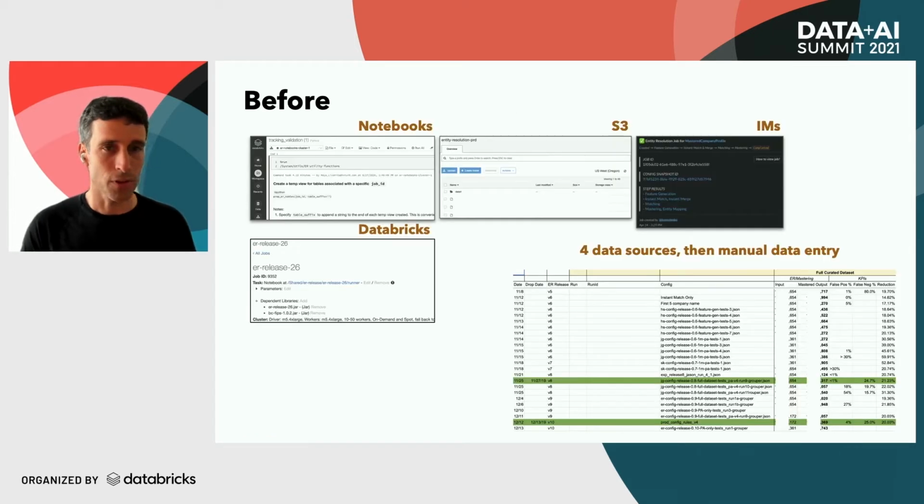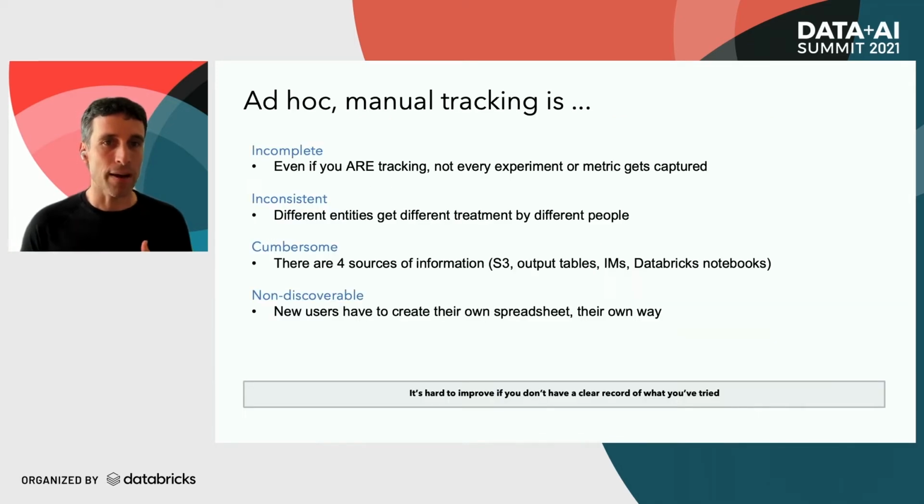Before we started using MLflow, the analysts would have to take information that's captured in notebooks, stored on S3, in instant messages, in Databricks, basically pull it all together in a spreadsheet and make sure that they're good about typing the exact right numbers, recording every experiment that they do, all the different knobs that they can change to improve the quality of their results. But that kind of ad hoc manual tracking is problematic in a number of different ways.